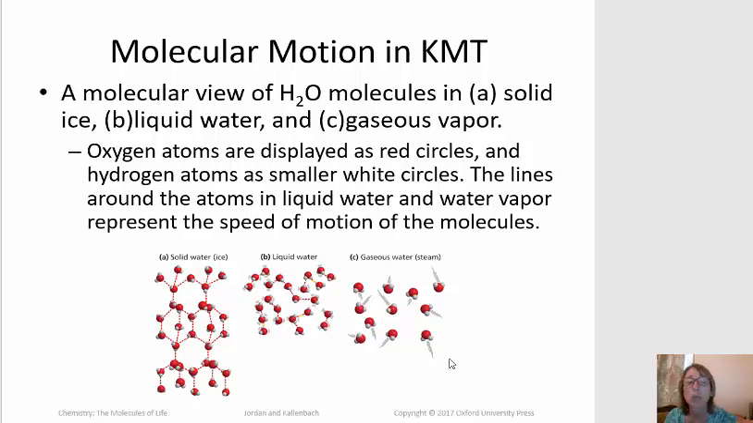And in the gas phase, which we often will call steam and sometimes water vapor, there's no structure at all. The water molecules are all very, very far apart and they are not interacting with one another. They may collide with one another, but they'll just bounce off.